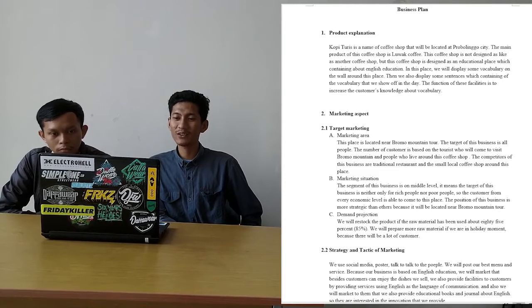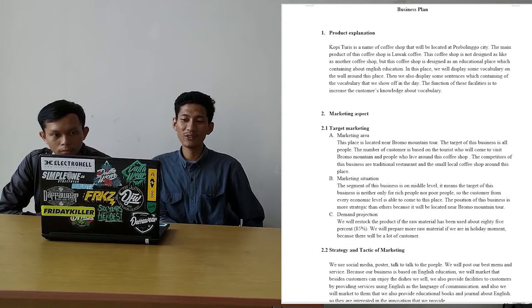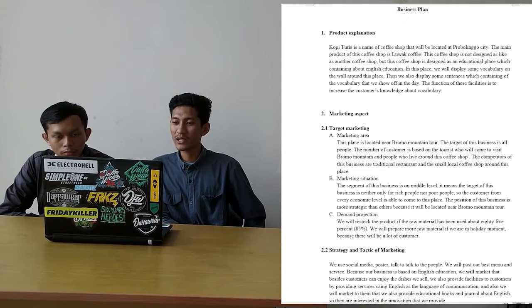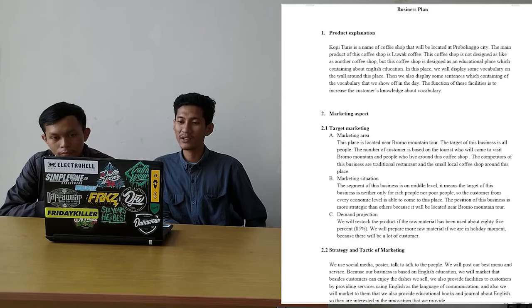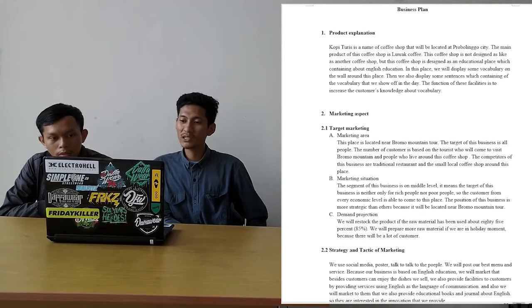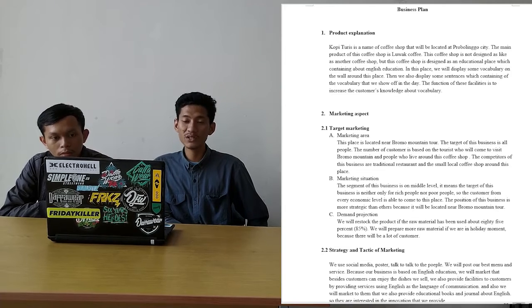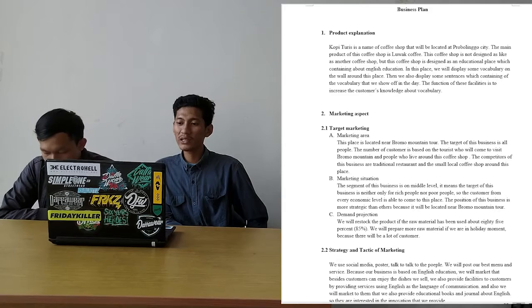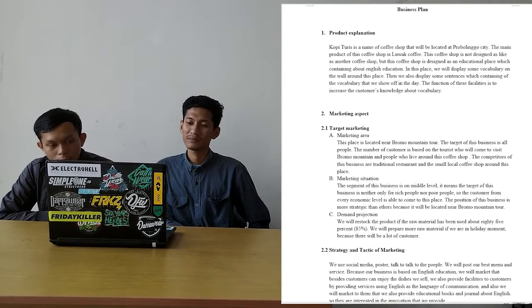And then for the marketing situation, the segment of this business is on the middle level. It means the target of this business is neither only rich people nor poor people. So customers from every economic level are able to come to this place. The position of this business is more strategic than others because it will be located near Bromo Mountain Tour.